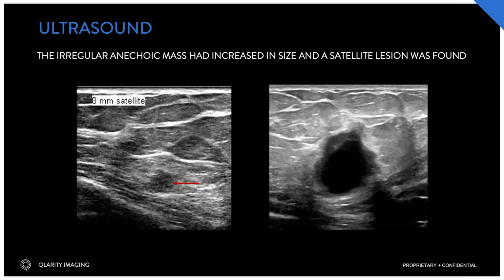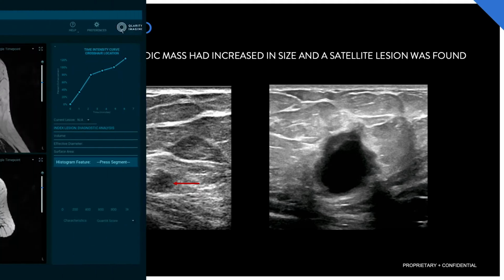Ultrasound on the left, you will see that there is a tiny mass, which is the satellite lesion that we saw on the mammogram, about 8 millimeters in size, and on the right, a larger lesion, which has increased in size since the prior study. So we have a small lesion that has gotten bigger within 7 months, indicating rapid growth.